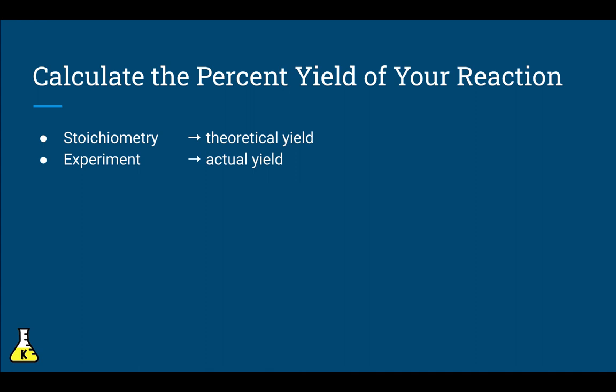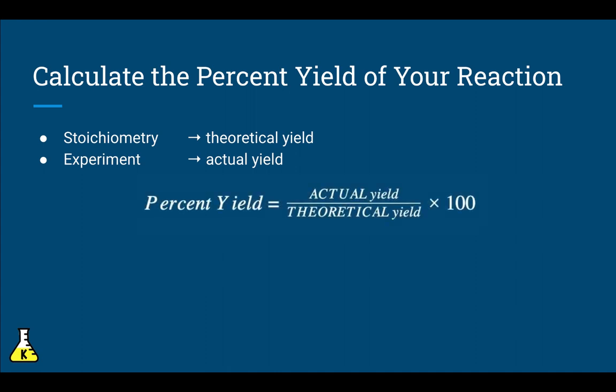Home stretch, ladies and gentlemen, it's now time to calculate the percent yield of your reaction. We have used stoichiometry to determine the theoretical yield. We've actually performed the experiment and done some math to then calculate the actual yield. And if you recall from our previous work in this chapter, our percent yield is the actual yield, what we were able to get, divided by the theoretical yield, what we should have gotten under ideal conditions, and then we multiply it by 100.